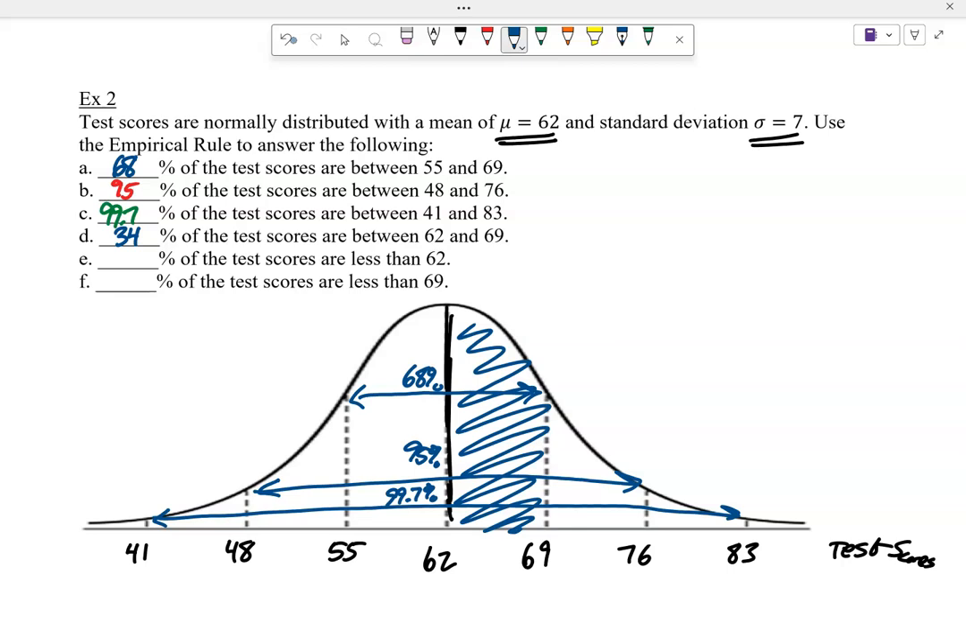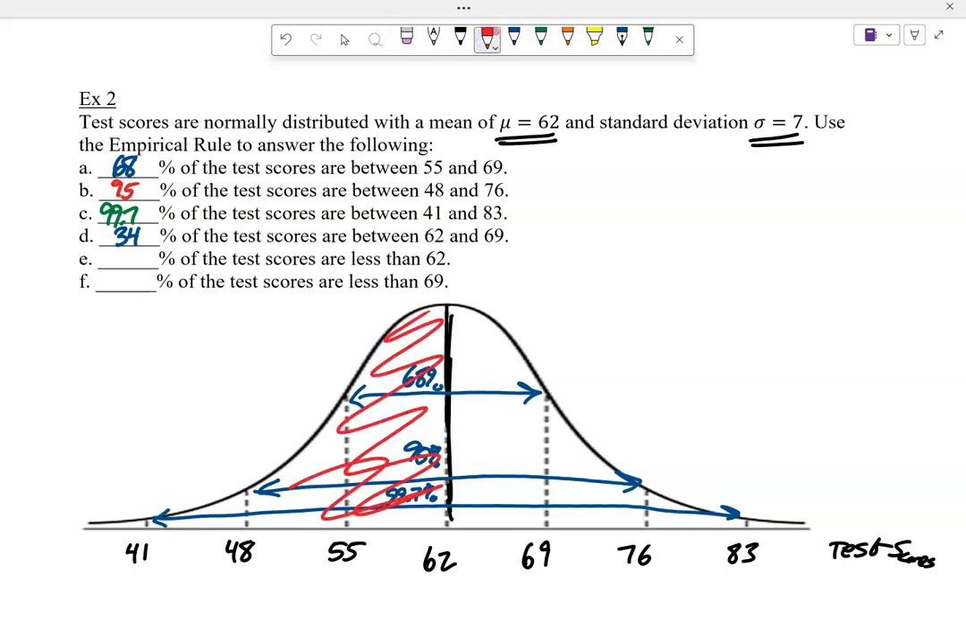34%, right? Would be between 62 and 69. Now, how about less than? Less than 62. So let me do less than 62. Whoops. Gosh, I'm really messing this up.